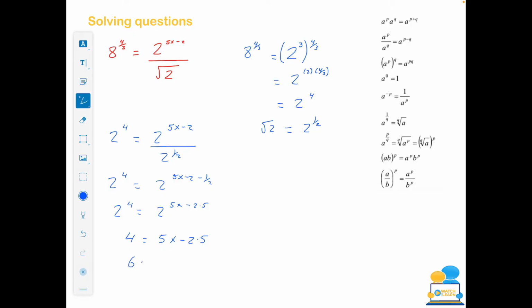Okay, I'm going to get rid of this minus 2.5, so we'll add it to the other side. So that'll be 6.5 is equal to 5x. So x is equal to 6.5 divided by 5. That works out to be x is equal to 1.3.